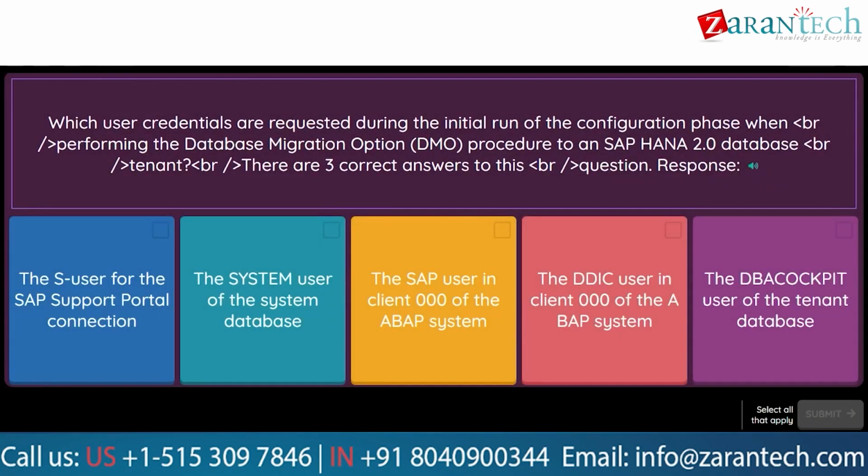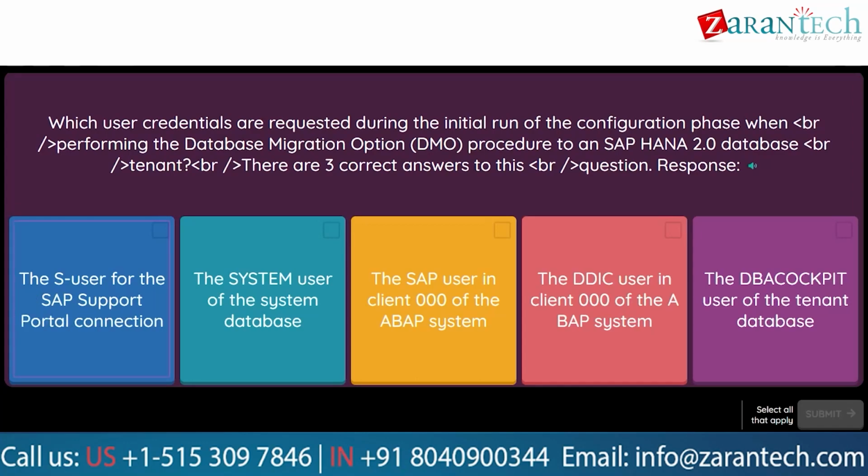Question: which user credentials are requested during the initial run of the configuration phase when performing the database migration option, DMO, procedure to SAP HANA 2.0 database tenant? There are 3 correct answers to this question. Response. Option 1: the S user for the SAP support portal connection. Option 2: the system user of the system database. Option 3: the SAP user in client 000 of the ABAP system. Option 4: the DDIC user in client 000 of the ABAP system. Option 5: the Cockpit user of the tenant database.